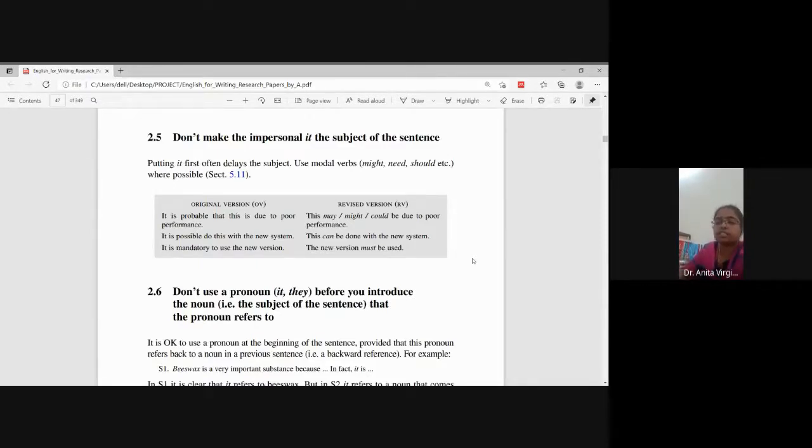See the second sentence: "It is possible to do this with the new system." This can be done with the new system. And then, "It is mandatory to use the new version." You can change it to "The new version must be used."